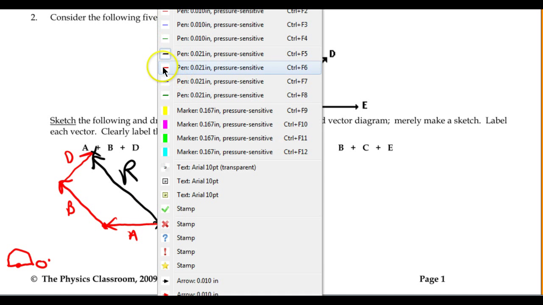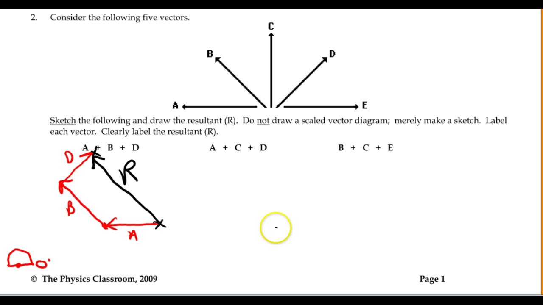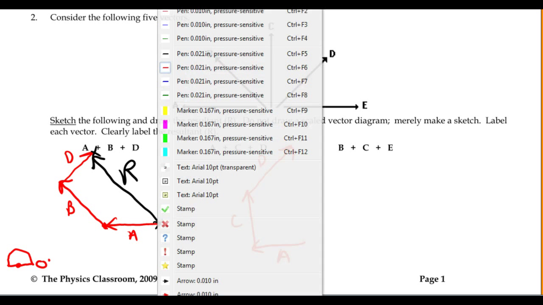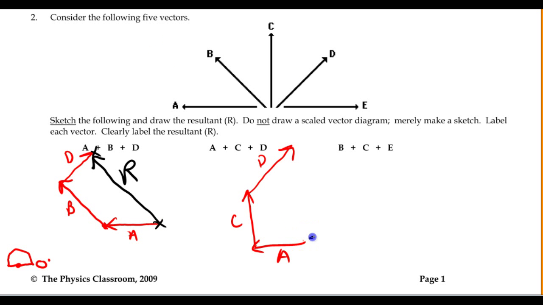Okay. So now we're going to add A, come across to the left. C is straight up. D is over at an angle to the right. Again, the resultant is always from where you started, and I started here, to where you finish. Straight line vector, like so.